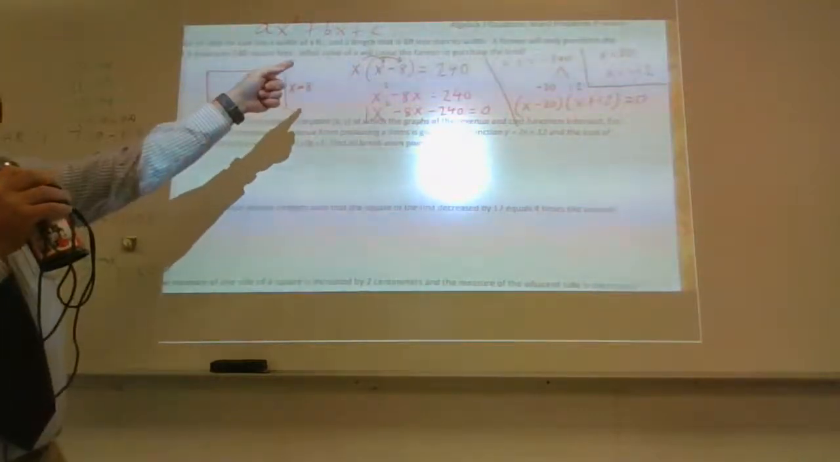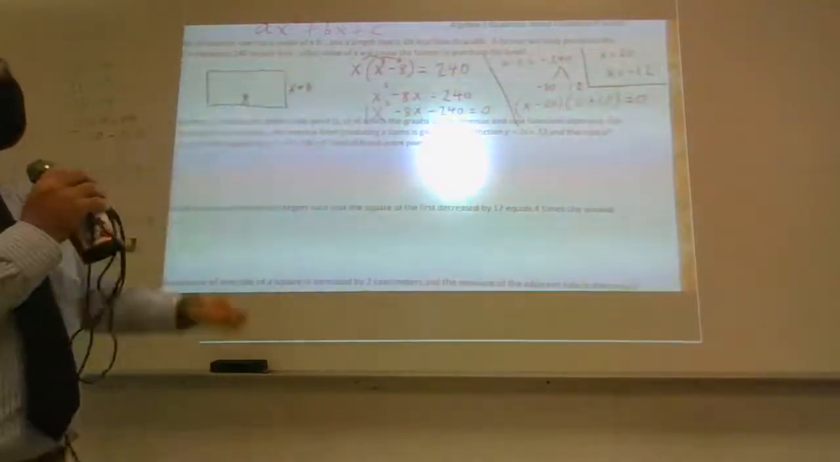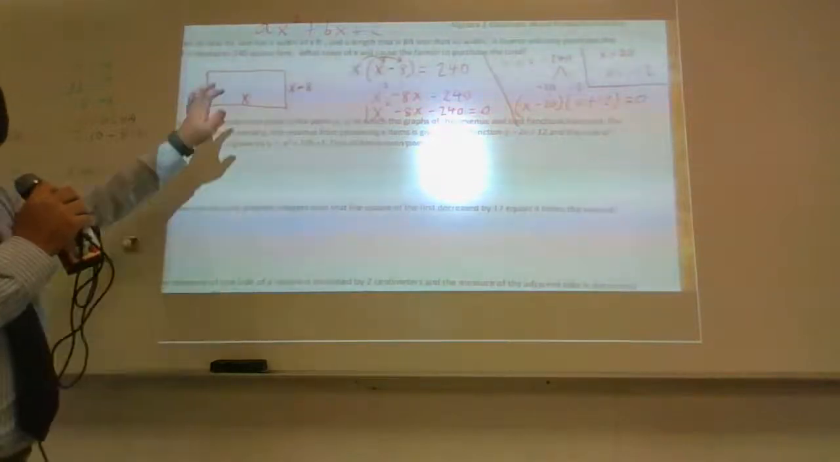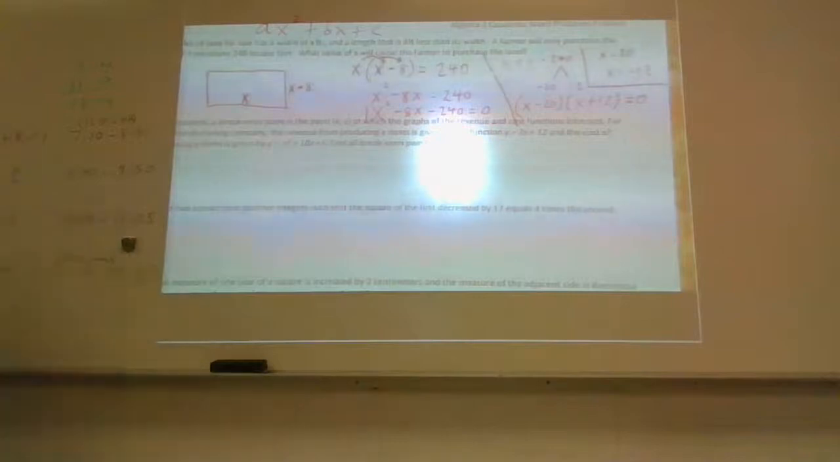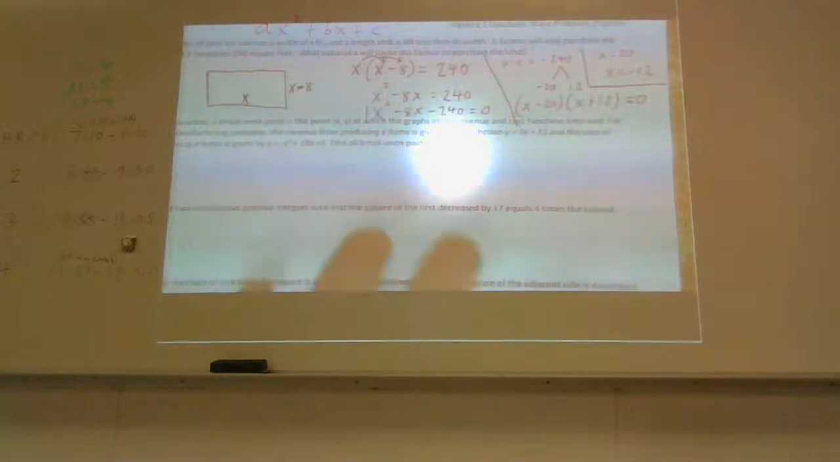What value of x will cause the farmer to purchase the land? The value of 20 feet. Yes, it's got to be 20 feet by 12 feet. That's the word problem. X got to be 20 feet. This thing has to be 20 feet. It's the only one that works.